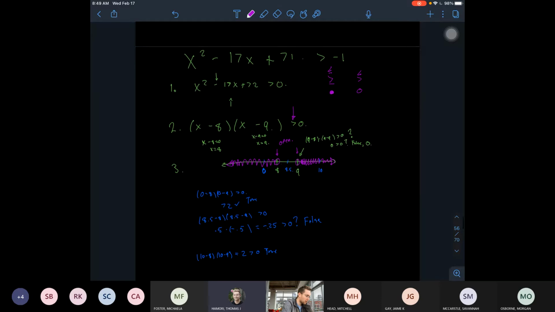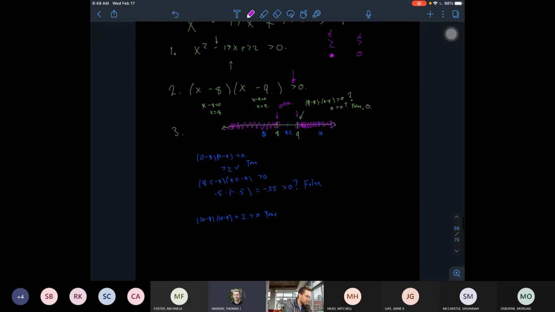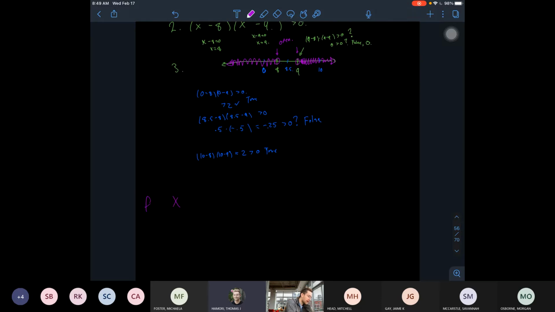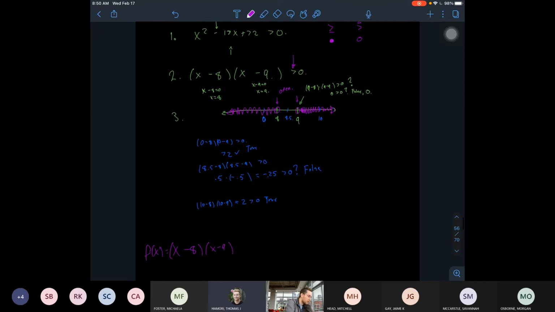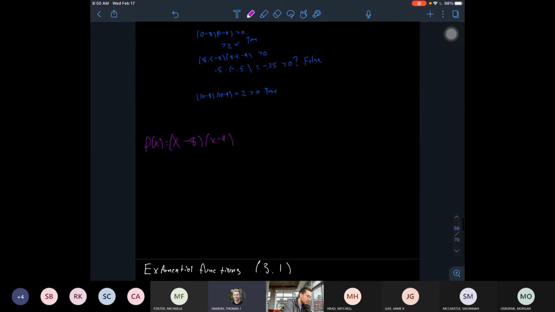Okay, so yes, I've done another example here, but what I really wanted to do this for was to demonstrate what we're actually doing with this number line here. If I were to take the function f of x equals x minus 8 times x minus 9, what would it look like? Well, I know it's a quadratic function. It should be a parabola. It should open up because the coefficient on x squared is a positive number, in our case, positive 1. So this should look like a parabola with zeros at positive 8 and 9.